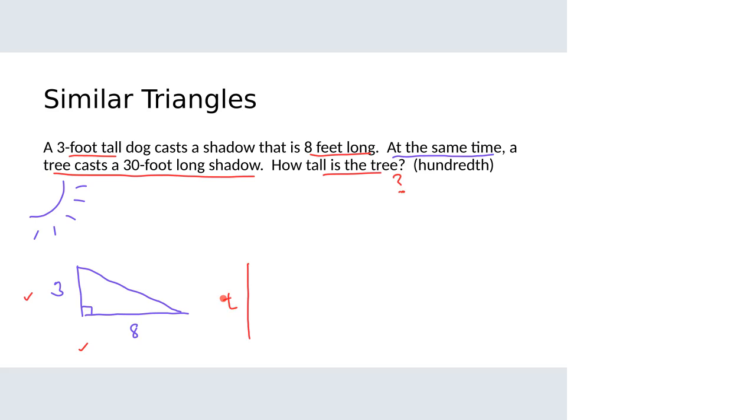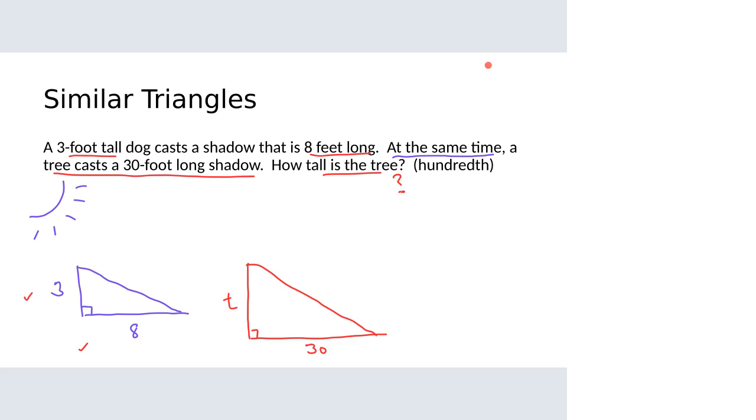I'll call it T. We use X all the time. We can use any letter we want to be a variable. Since it's a tree, I'm going to use T. But I do know that it casts a 30-foot long shadow. And then here again, those sun rays are coming down. If I connect the dots, I've got these two similar triangles here. And I've got a relationship between those triangles. I'm going to set up a proportion and solve.